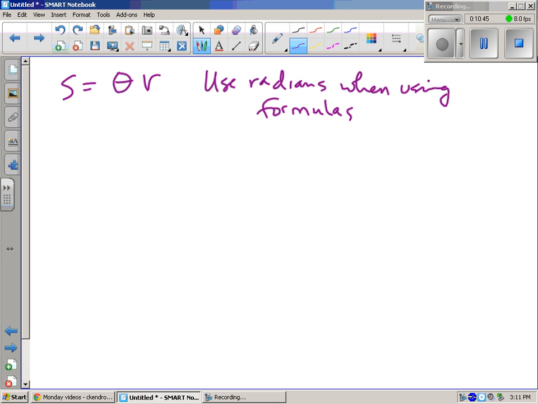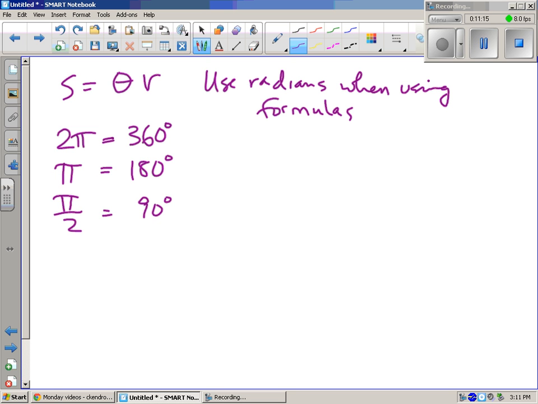So if I take 2 pi as my arc length, we said before that was equal to 360 degrees. So that means 1 pi, or just pi, is equal to 180 degrees. Pi over 2, cut that in half, is 90 degrees. And pi over 4 is equal to 45 degrees. Okay.